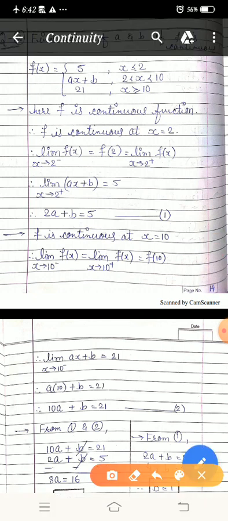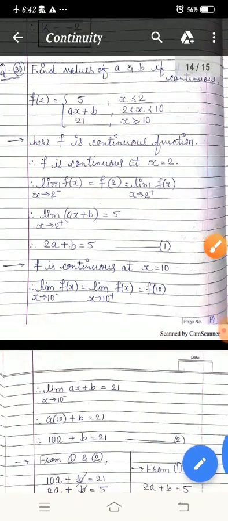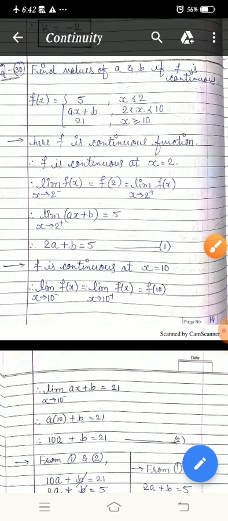See what is given here. It is given: find the value of a and b if f is continuous. See here, it is only given that f is continuous, points are not given. So what we need to consider is that f is continuous at all the points. F is continuous for all real values of x.